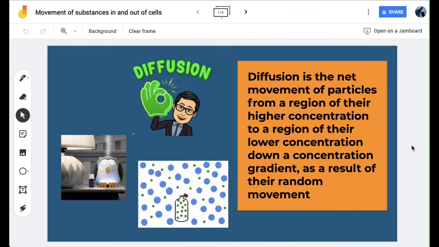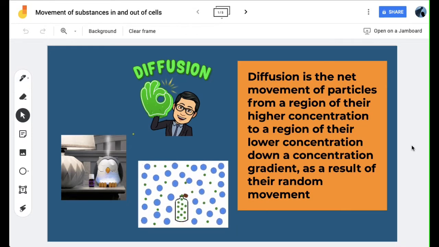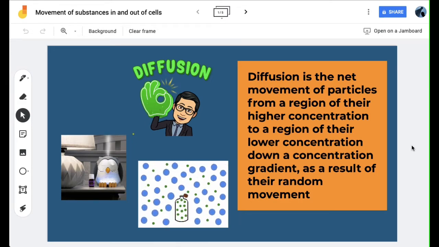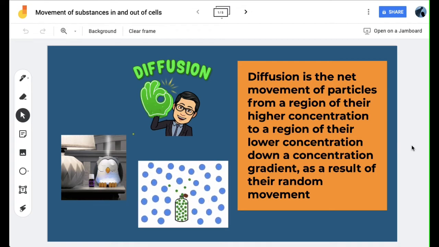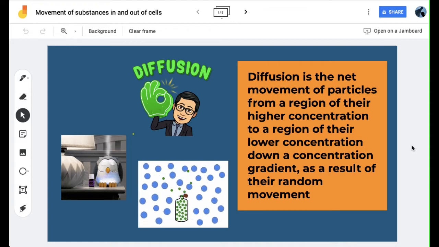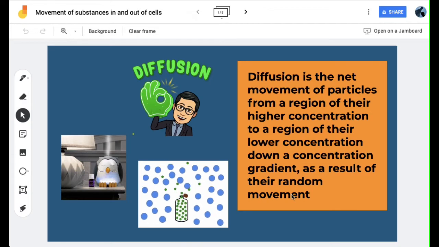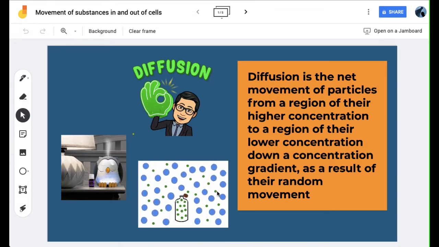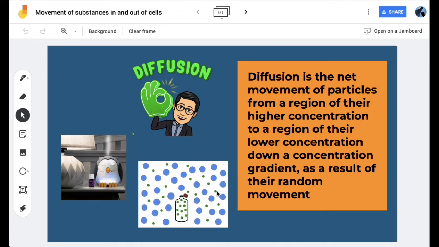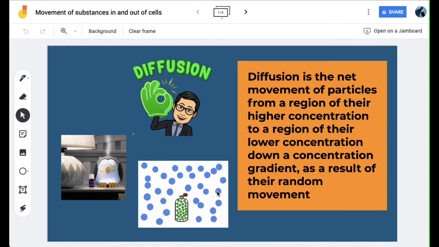To begin with, let me define the term diffusion. Diffusion is the net movement of particles from a region of their higher concentration to a region of their lower concentration, down a concentration gradient as a result of their random movement. The constant random movement of particles, which uses the kinetic energy, allows diffusion to occur. Ultimately, this means that particles will spread out.